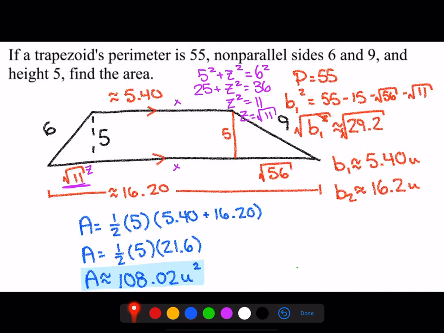From here, I can go ahead and use the area formula. Area is equal to 1/2 our height, which is 5, times base 1, which is 5.4, plus base 2, which again is 16.2 now, which will give me area is equal to 1/2 5 times 21.6. Now again, this isn't exact, so we're rounding here. If I multiply all this out, we're left with area equal to about 108.2 units squared. So again, I think that this is the most difficult problem that we have on this whole assignment. In all these notes, I think that this is by far the most difficult. All right, let's keep moving forward.